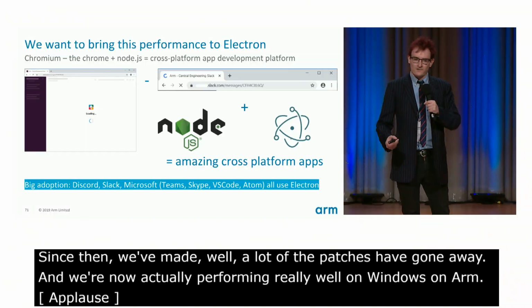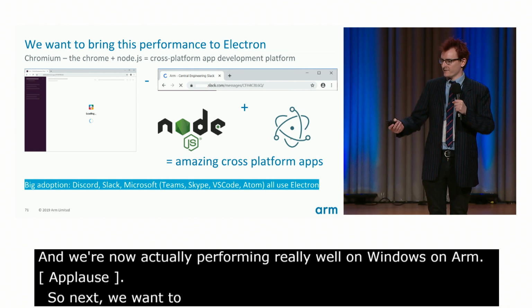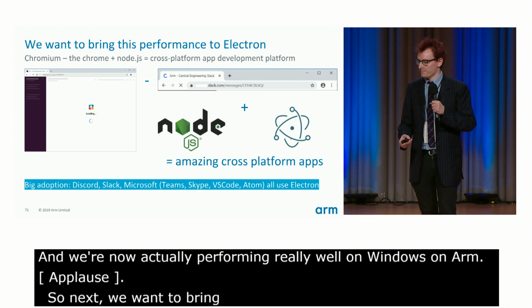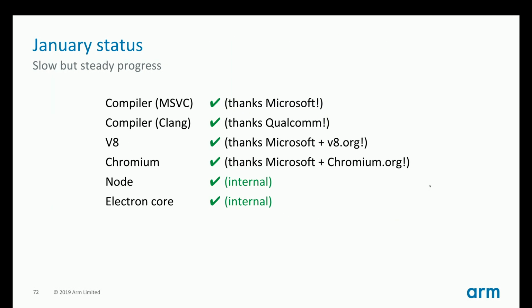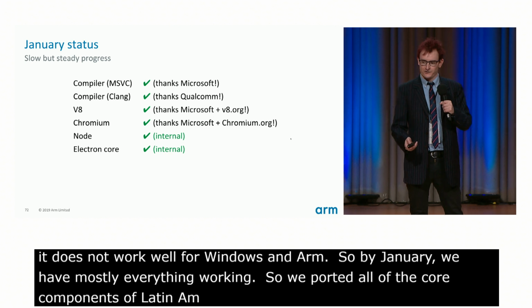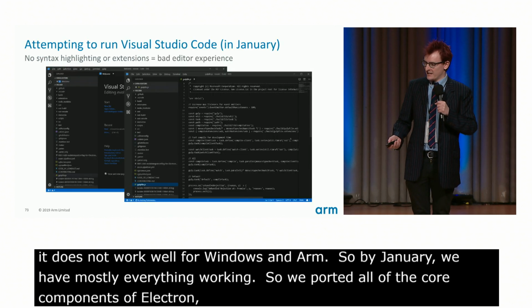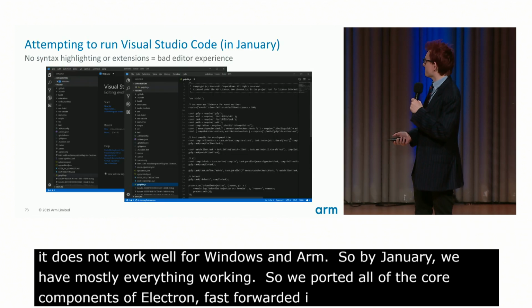So next, we want to bring all of that native performance to Electron, and we've discussed a lot about what Electron means. It's quite widely adopted. It's a good way of reducing our app gap of stuff that doesn't really work very well on Windows and ARM. So by January, we have mostly everything working. We ported all of the core components of Electron, fast-forwarded through some major versions of V8 inside Electron, Node and so on. But things weren't quite ready for release yet.